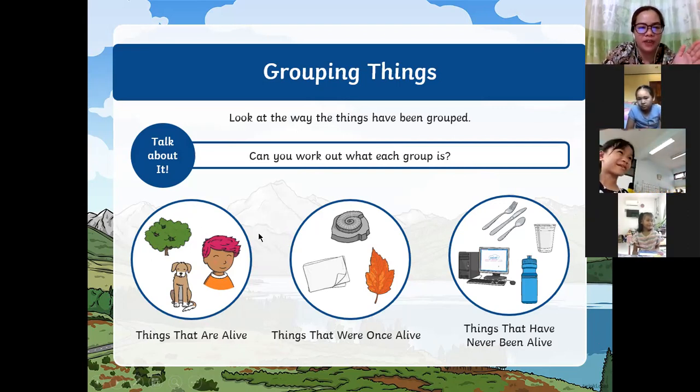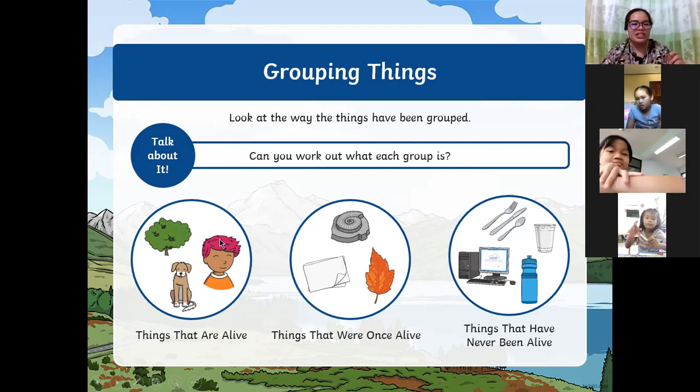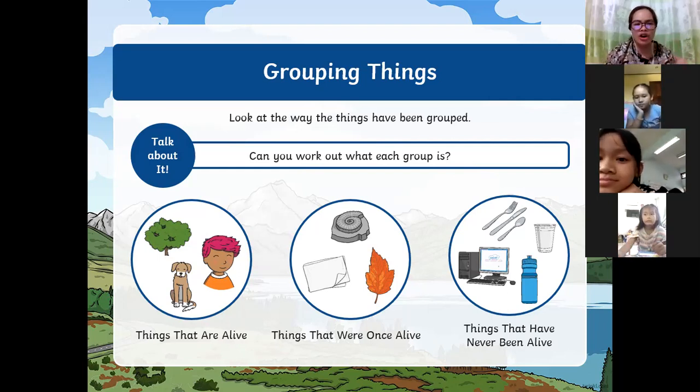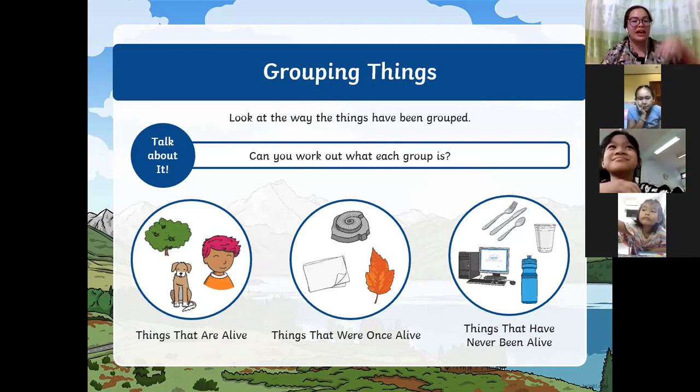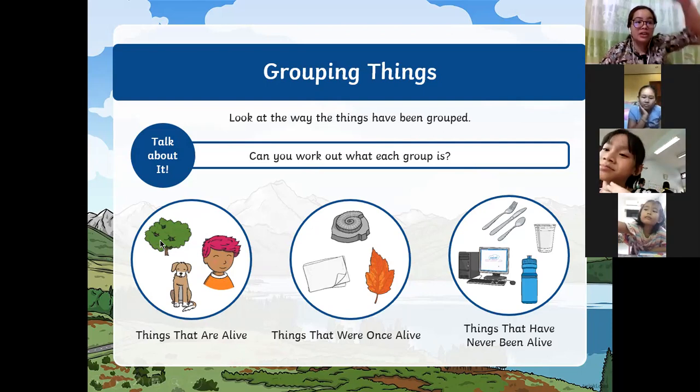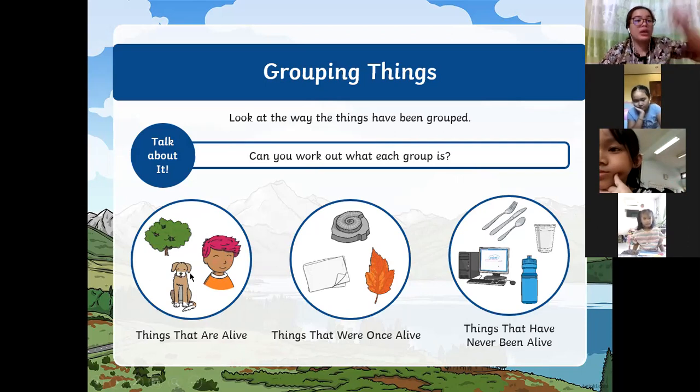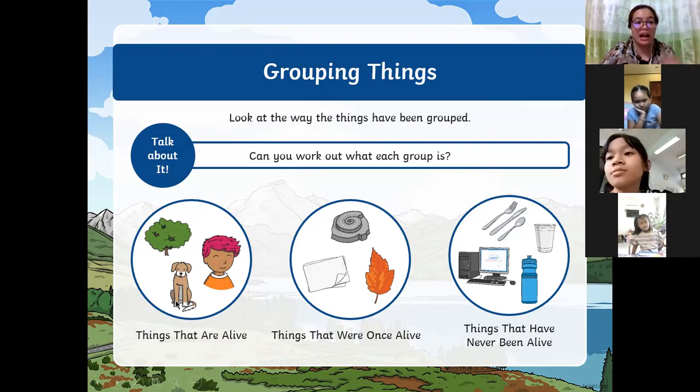Look at the pictures very carefully. In group one, we have the trees, we have the person, and we have the dog. So these things have life. They can still move, they can still breathe, and they are still growing. The trees can still grow because they have a life. This person will eat, will drink because they are still alive. This dog can move, can run, can drink water because it's still alive.